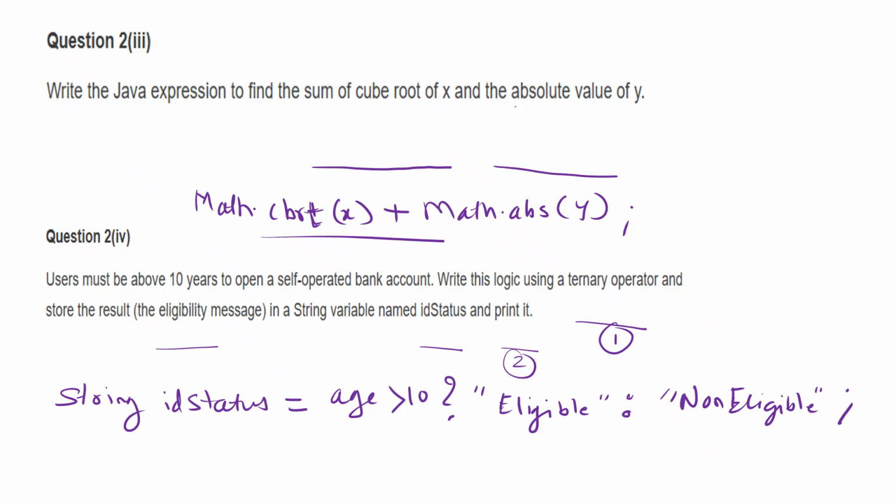And what do I have to print? So what should I write? System.out.println, I will write idStatus. This will give you 2 marks. Now let's move to the next question.